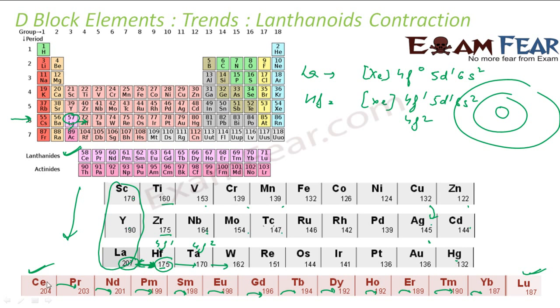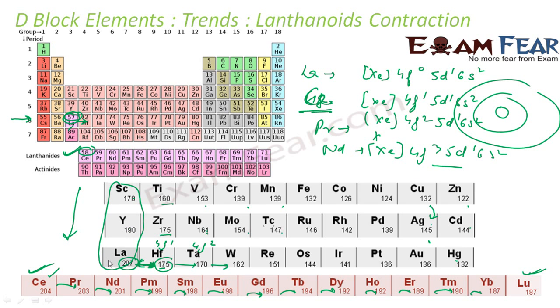So this is my lanthanum. Then you have cerium, atomic number 58. For cerium, this is the electronic configuration. And the next element is praseodymium, Pr. For Pr, the electronic configuration will be xenon 4f2 5d1 6s2. Then again the next element is Nd, neodymium. For neodymium, again the electronic configuration will be xenon 4f3 5d1 6s2.